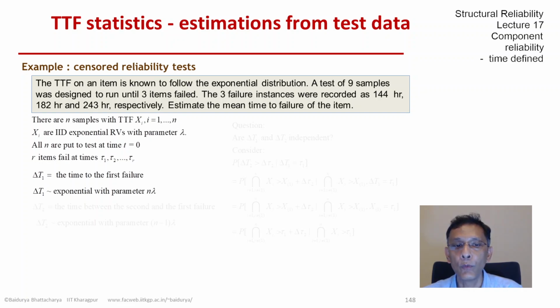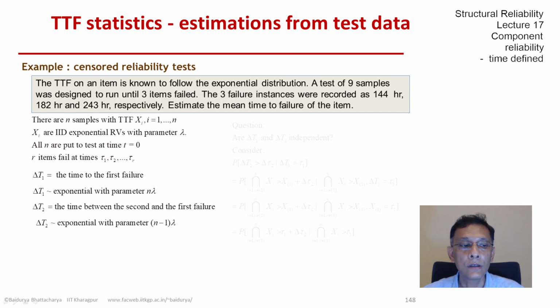time to failure. What we have done already is we have derived the distribution for the time to the first failure, that is exponential with parameter n lambda. We have found the distribution of delta t2, the time between the second and the first failure, that is also exponential with a parameter n minus 1 lambda. At this point, we want to ask the question, are delta t1 and delta t2 independent? It would be good to know because such information helps in the estimation process.